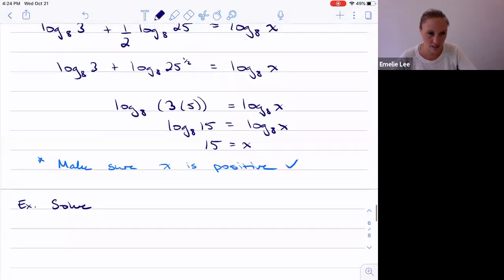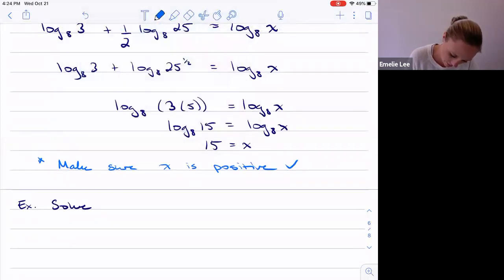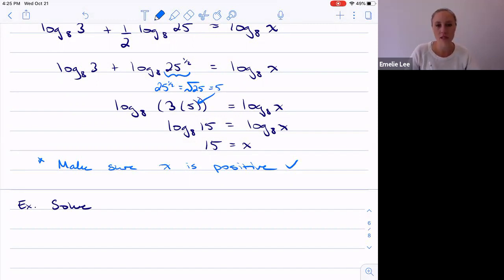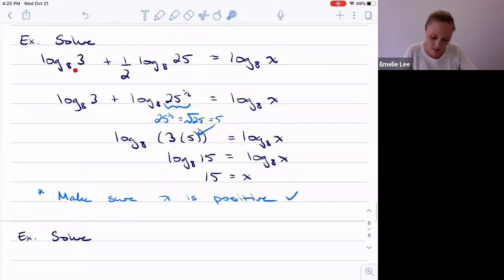Oh, what did I do to get 3 times 5? I'll deal with that one first. So 25 to the 1/2 is the square root of 25, which is 5. And then I'm combining the bases. So that was for Jaden. And then Dermot, since the bases are the same, you can't ditch them in the beginning here, but as soon as you have one base, so a log base 8 equals a log base 8, and that's all you have, then they can disappear. So here I could have just said 15 equals x, but I just wanted to show that they were the same.